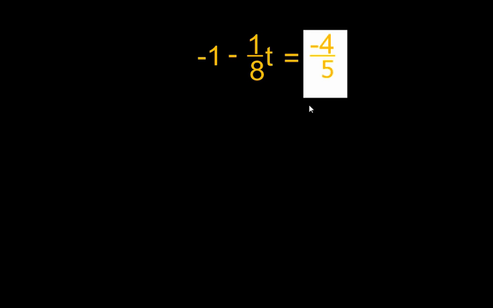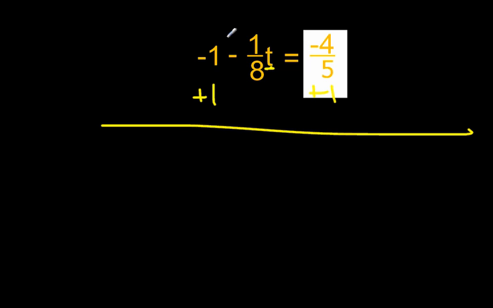Here we go. Let's try this one. -1 minus 1/8 t equals -4/5. We have to get t this time, or t the turtle, all by itself. So we have this -1 hanging out here. We got to get rid of that. So we're going to add 1 to each side. That's going to cancel. Now I can change my 1 because I'm trying to do -4/5 plus the 1. I can change it into fifths.